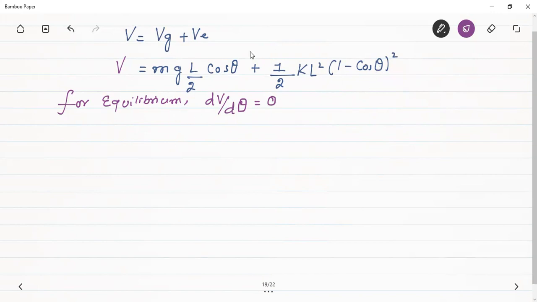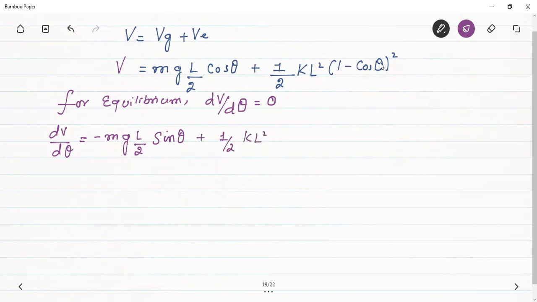Okay. So the mechanics portion ends here, and now only a few steps of mathematics are required. If we calculate the first derivative of this function, we can write dV by d theta equal to mgL by 2. The derivative of cos theta is equal to minus sine theta, therefore plus 1 by 2 kL square.